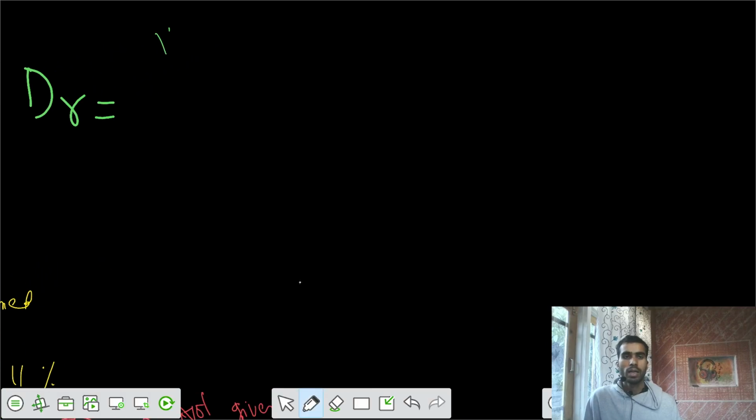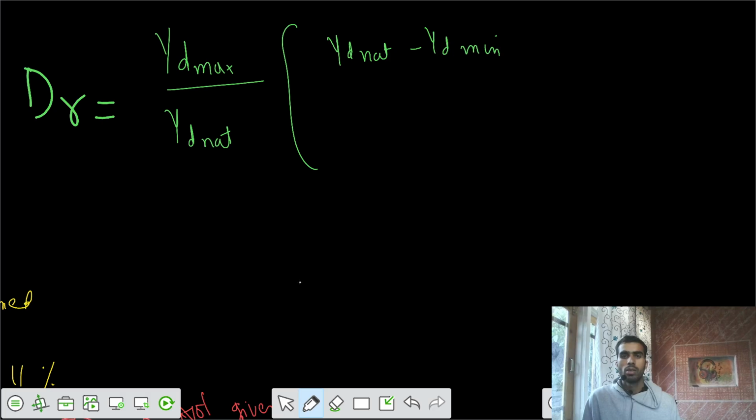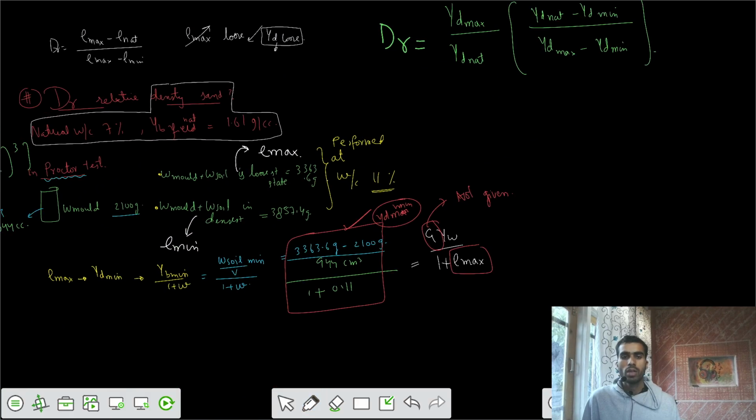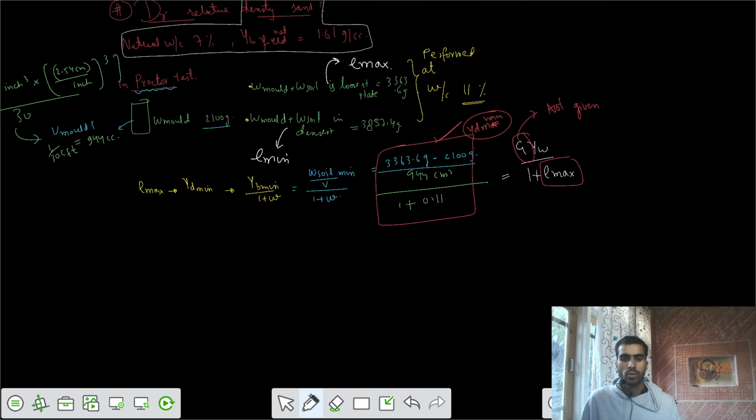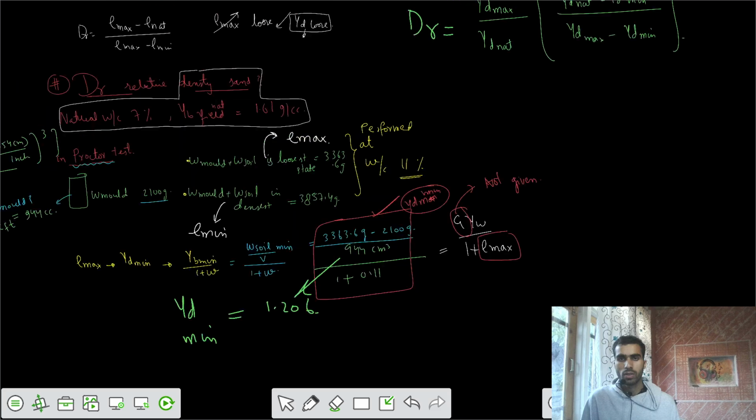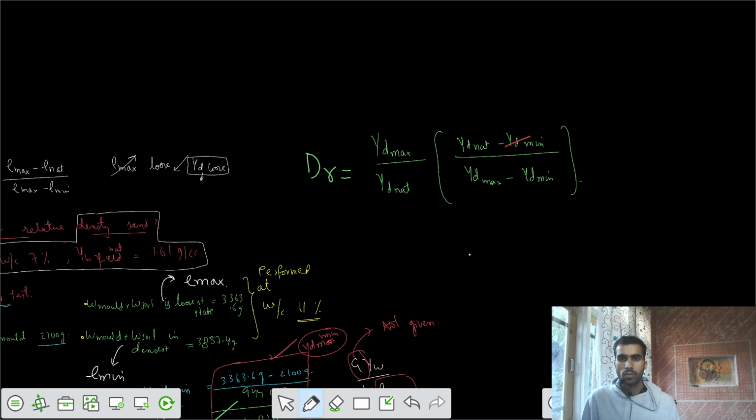Your relative density is gamma d max by gamma dry natural, into gamma dry natural minus gamma dry minimum, divided by gamma dry max minus gamma dry minimum. So this is the equation we have. That means we don't have to calculate the void ratio. We can directly substitute: gamma d minimum comes out to be 1.206.